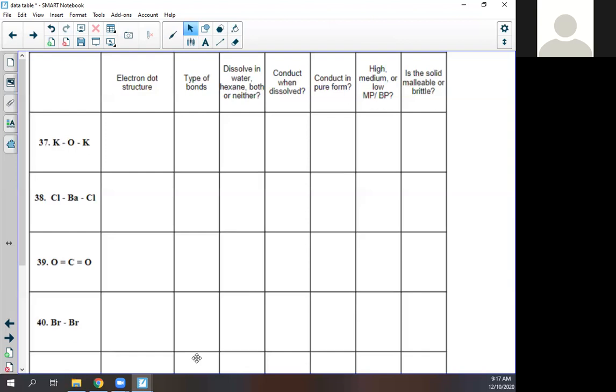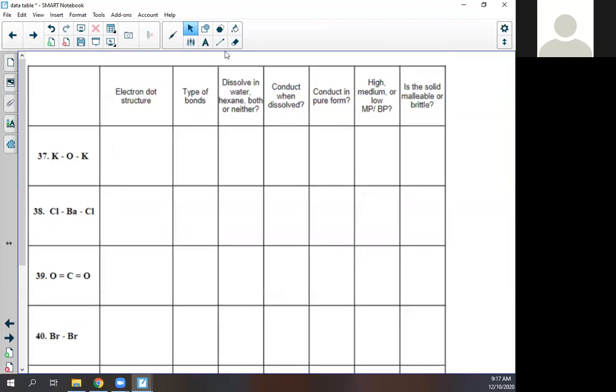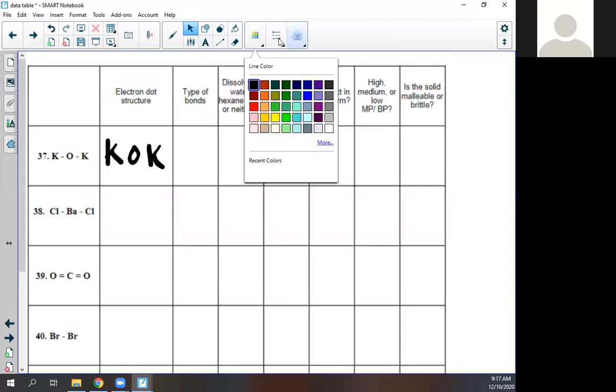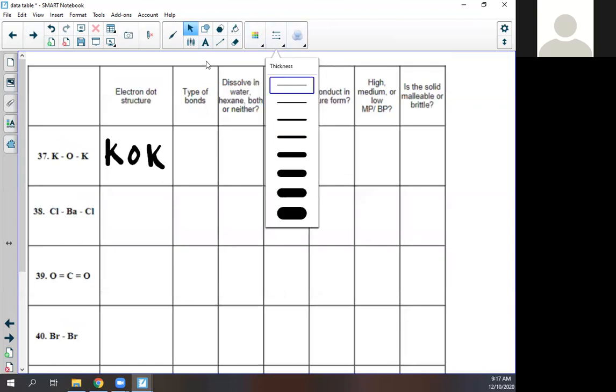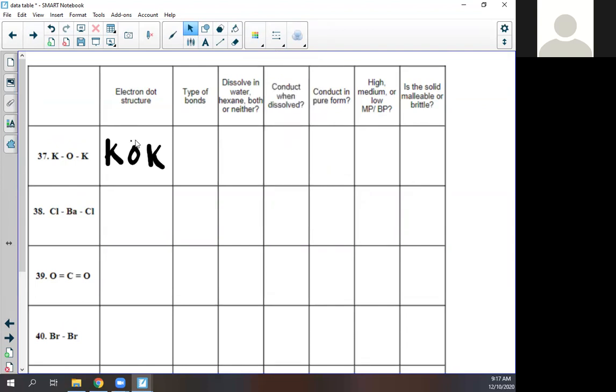So what you do for the dot structure here is you just literally put K, O, K, just like it is right here. And then you put 8 dots around, hold on. You put 8 dots around the metal and none around the nonmetal. I said that backwards. 8 dots around the nonmetal. 1, 2, 3, 4, 5, 6, 7, 8. And then 0 around K. And that's it.